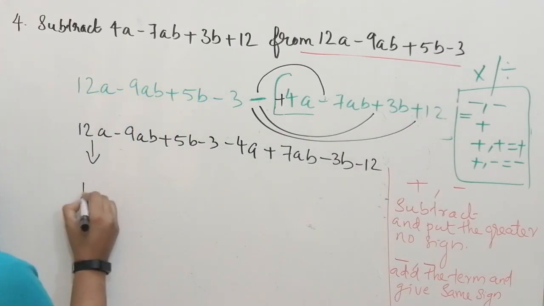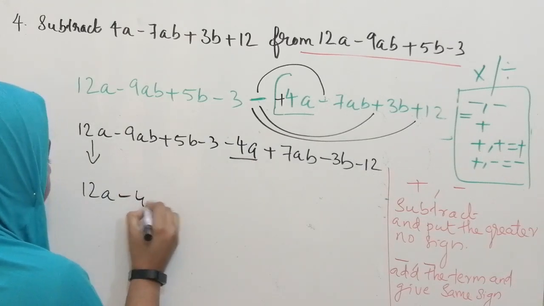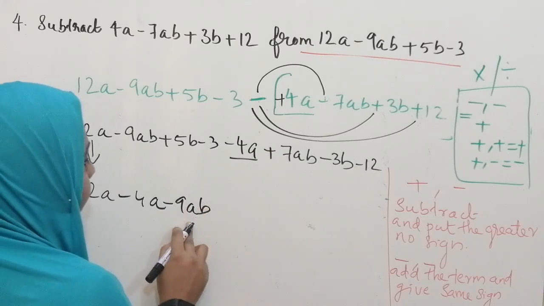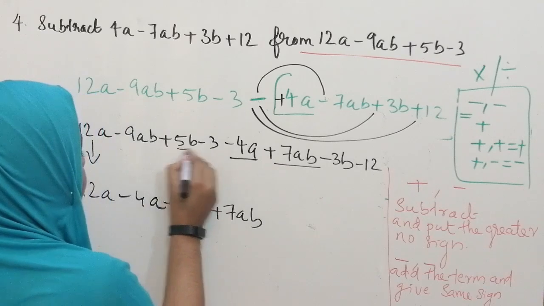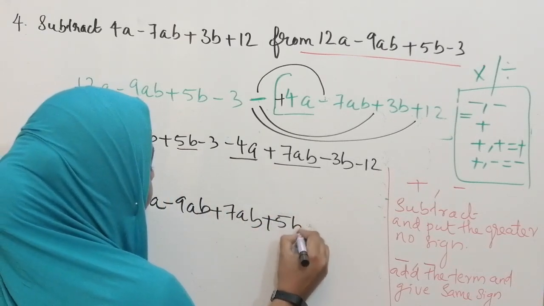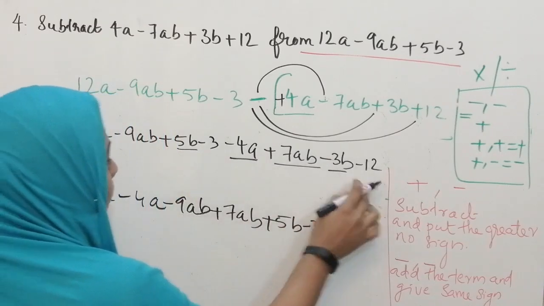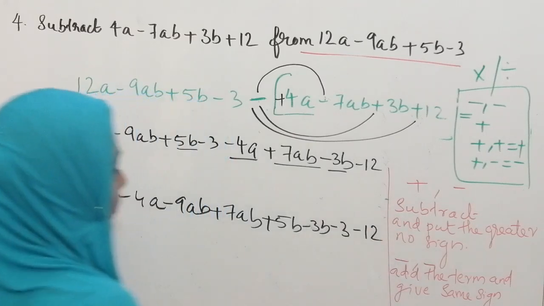So I am writing 12a. So what is the like term of 12a? Minus 4a. So next term is minus 9ab. What is the like term of minus 9ab? Plus 7ab. And next one is 5b. And what is the like term of 5b? Minus 3b. And there are two constants, so that we can write together. So minus 3 and minus 12.